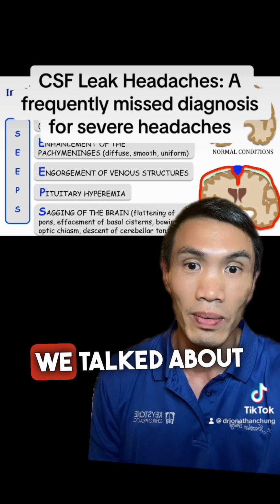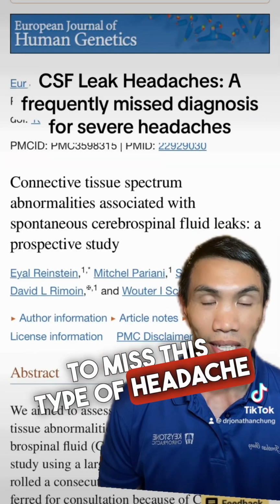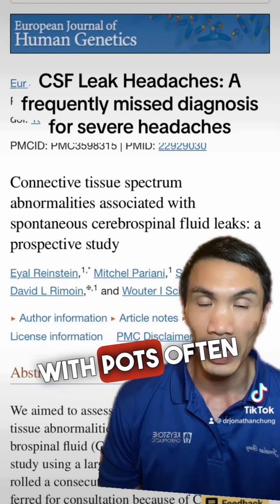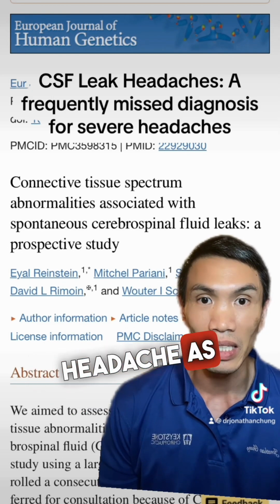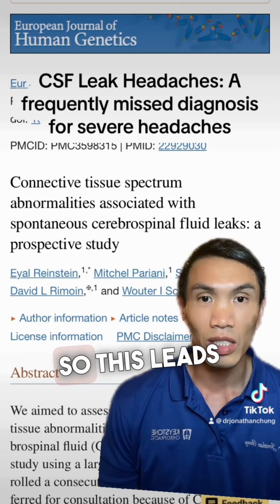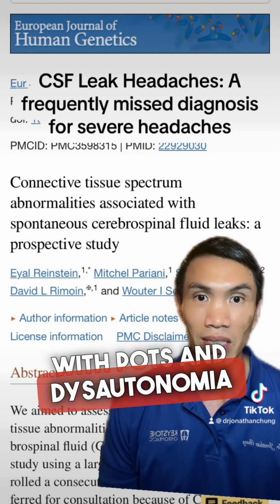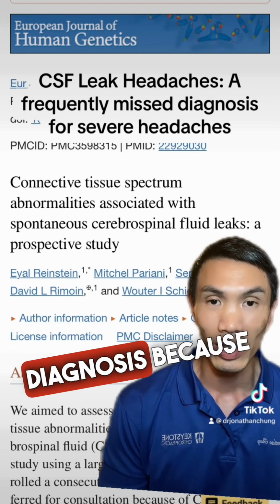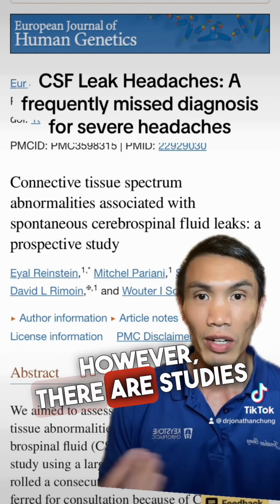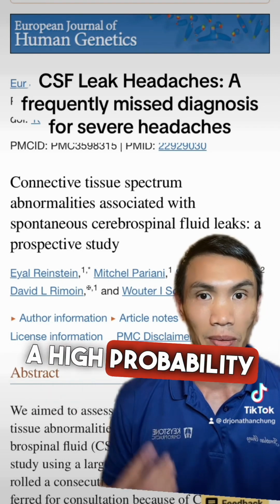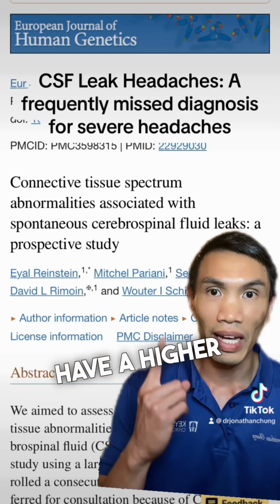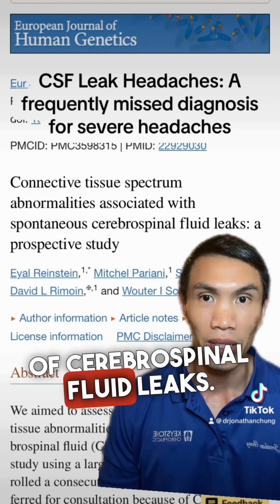We talked about not wanting to miss this type of headache in patients with dysautonomia or connective tissue disorders. That's because many patients with POTS often have migraine headache as one of their chief symptoms, and many patients with Ehlers-Danlos also have POTS. So this leads many patients with POTS and dysautonomia to a migraine headache diagnosis because it's the most common manifestation of POTS. However, there are studies showing that there's a high probability that patients with connective tissue disorders like Ehlers-Danlos Syndrome have a higher rate of cerebrospinal fluid leaks.